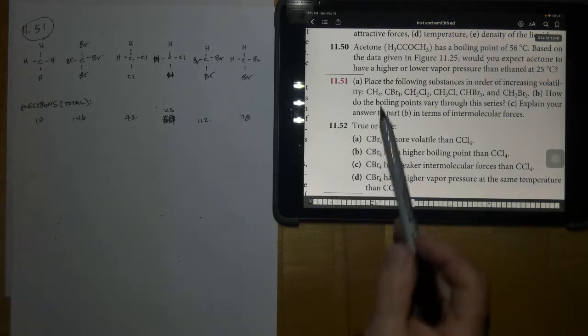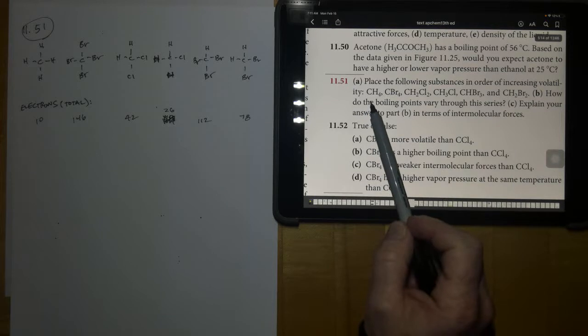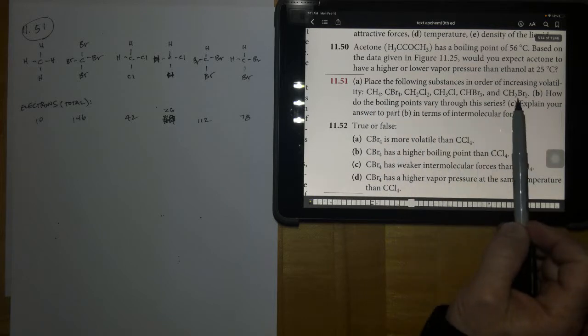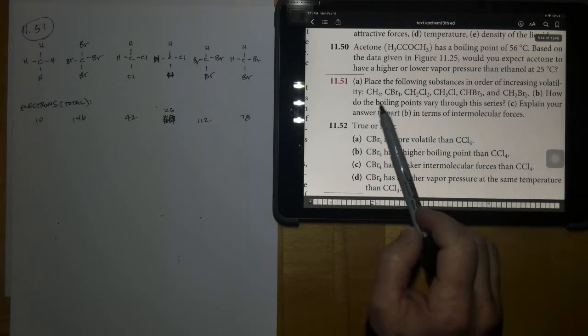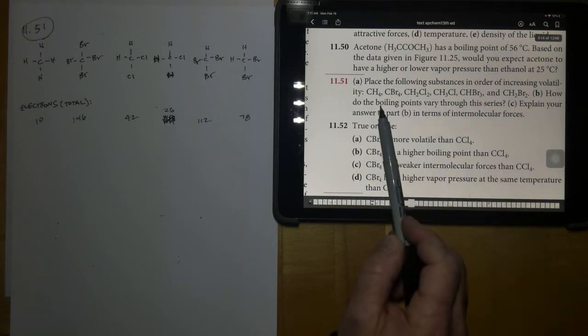So this is number 51. Place the following substances in an order of increasing volatility. And then we're given a big long list right here. The number one thing you want to do is sketch the Lewis dot structure for each one of these, and you want to find out what kind of forces hold those together.